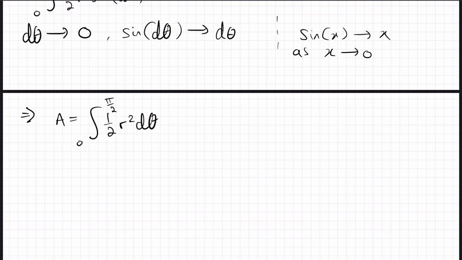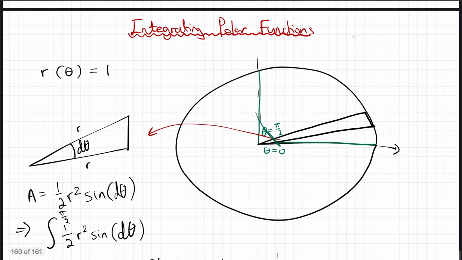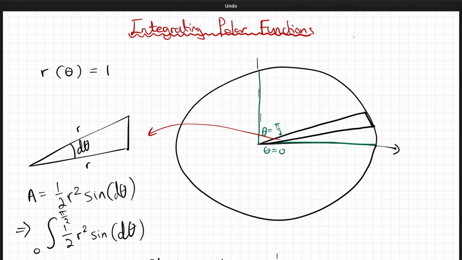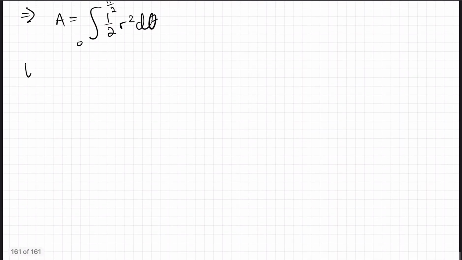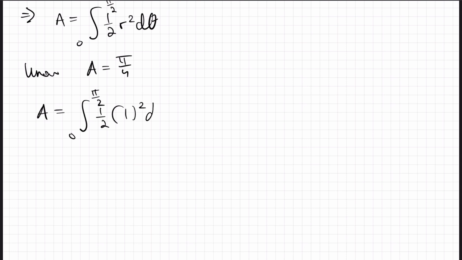So let's actually use this to work out what this area is going to be. And remember, this area is actually a quarter of a circle, where the circle has radius 1. So we know the area has to be equal to pi r squared over 4. And we know r is just 1, so this is just going to be equal to pi over 4. But now let's try and work out the area using the integral. So we're integrating from 0 to pi over 2 of 1/2 times r squared, which is just 1 squared, d theta.